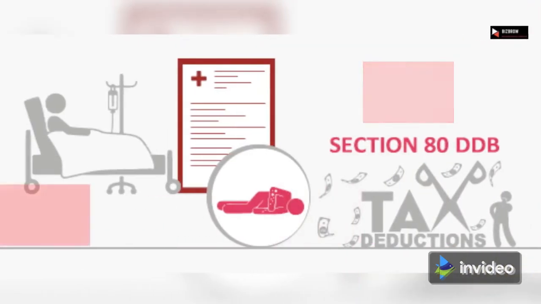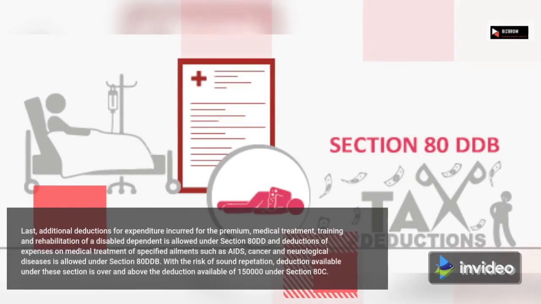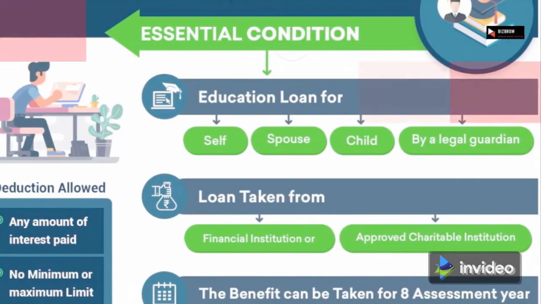Last, additional deductions for expenditure incurred for the premium, medical treatment, training and rehabilitation of a disabled dependent are allowed under Section 80DD, and deductions of expenses on medical treatment of specified ailments such as AIDS, cancer and neurological diseases are allowed under Section 80DDB. With the risk of sounding repetitive, deduction available under the section is over and above the deduction of 1,50,000 available under Section 80C.